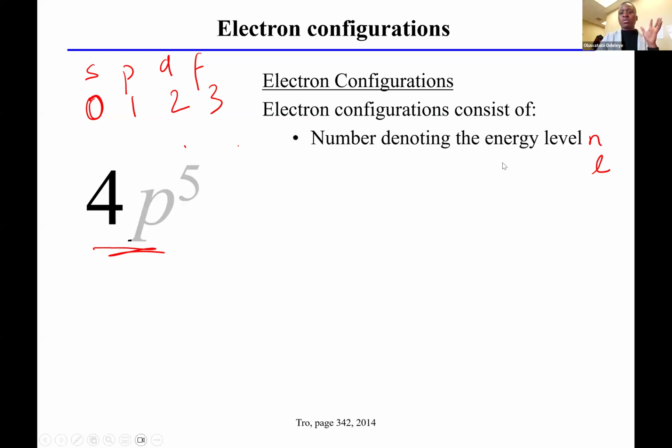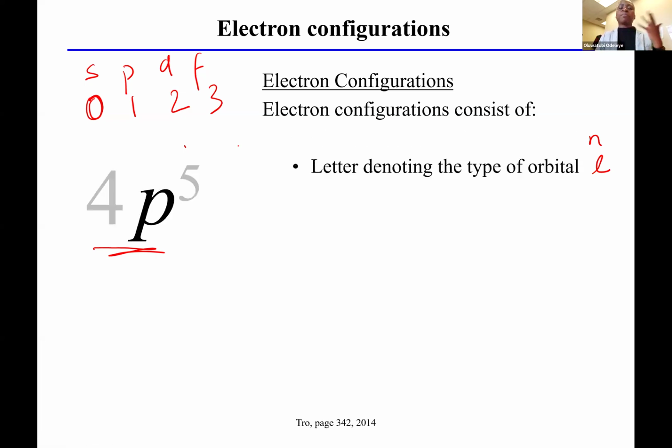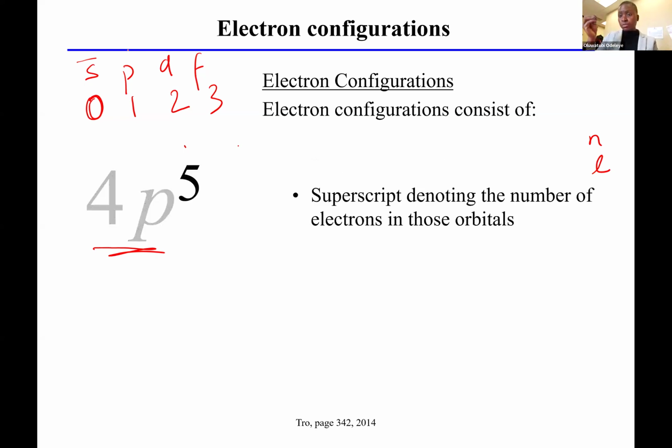But essentially, 4 tells you what the energy level is. P would be your L, the angular quantum number, and remember S, P, D, F, 0, 1, 2, 3. And then the 5, or the subscript, would be how many total electrons you have in those orbitals, and we can figure out how many electrons we have based on how many orbitals we have, and each orbital can have a maximum of 2 electrons.